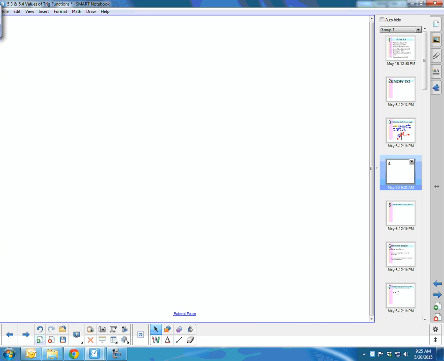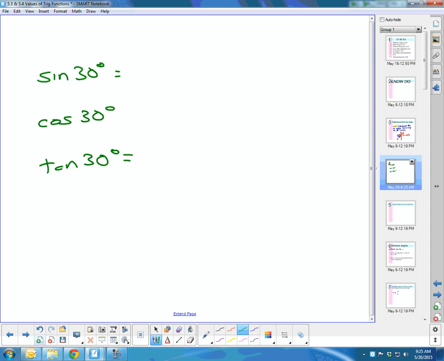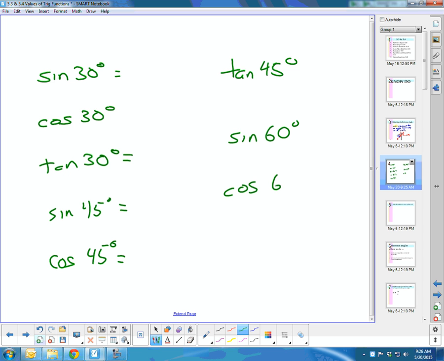We know sine of 30 degrees, we know cosine of 30 degrees, tangent of 30 degrees. We might not know that one quite as well. We know sine of 45 degrees, cosine of 45 degrees. We know tangent of 45 degrees, sine of 60 degrees, cosine of 60 degrees, and tangent of 60 degrees. You might want to take a moment, pause the video, and see if you can fill those in.